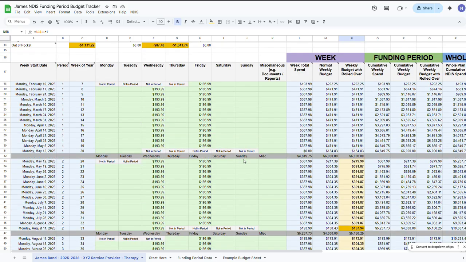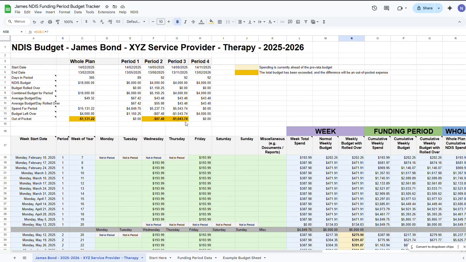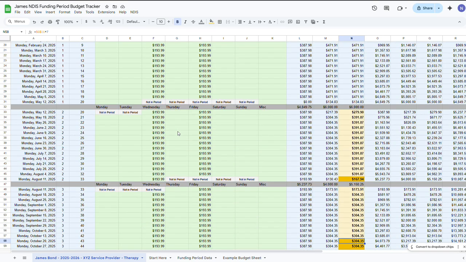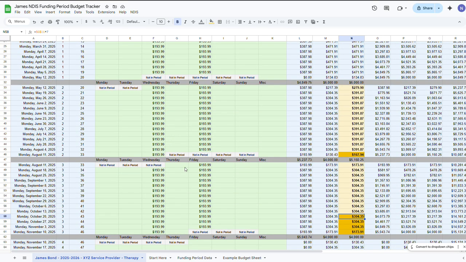So if I go up to the top, it tells me in period 3, out of the $4,000 budget, I spent $5,043.74. So I'm out of pocket $1,043.74. So I guess my decision here is, well, I can pay the money out of pocket, which is completely fine. Or if I don't have the money to pay out of pocket, I might decide that I need to reduce the frequency of my therapy.